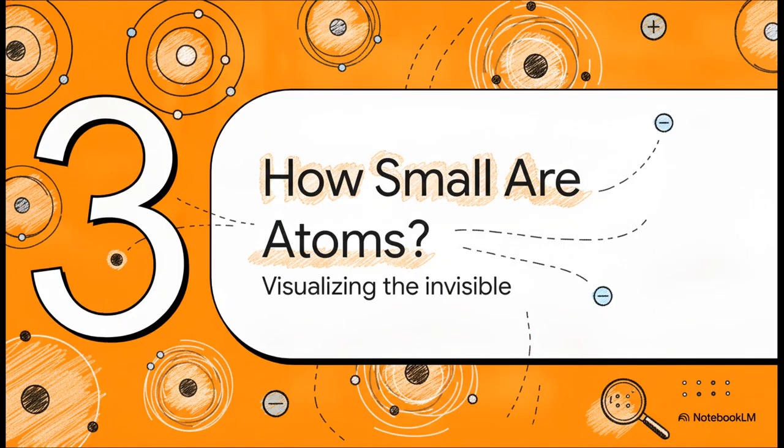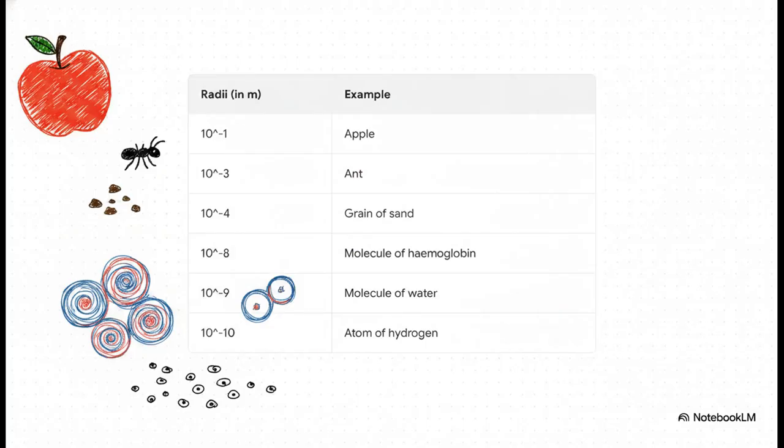Section 3. How small are atoms? Visualizing the invisible. So we know what they are, but just how tiny are we talking? Well, they're so impossibly small they can't even be seen with standard, highly powerful microscopes. To really wrap our heads around this, let's walk down a scale of relative sizes. We start at the top with our everyday apple, which has a radius of roughly 10^-1 meters. Shrink down to a little ant, and we're at 10^-3.